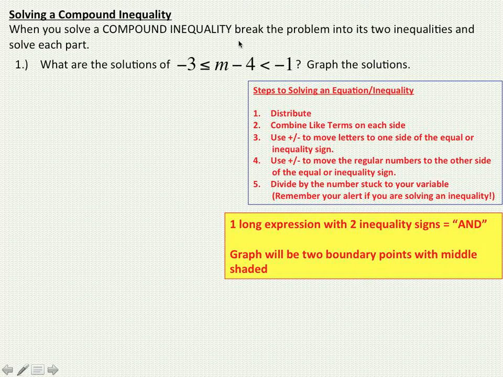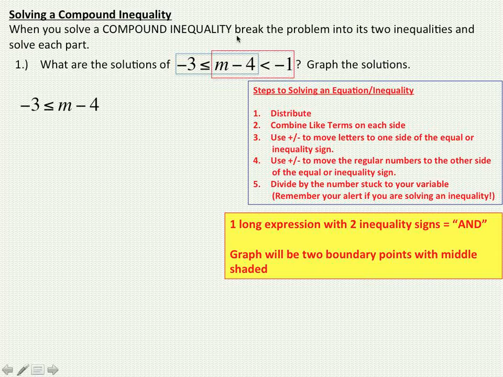So they're telling me it's one long expression. It has 2 inequality signs. That makes it an AND problem. So I know that the graph is going to be the 2 points with the middle shaded in when I go to graph it. So here's one of the inequalities. Start from the left, go all the way until you hit the second sign. All right, so there's one of your inequalities: -3 is less than or equal to m-4.